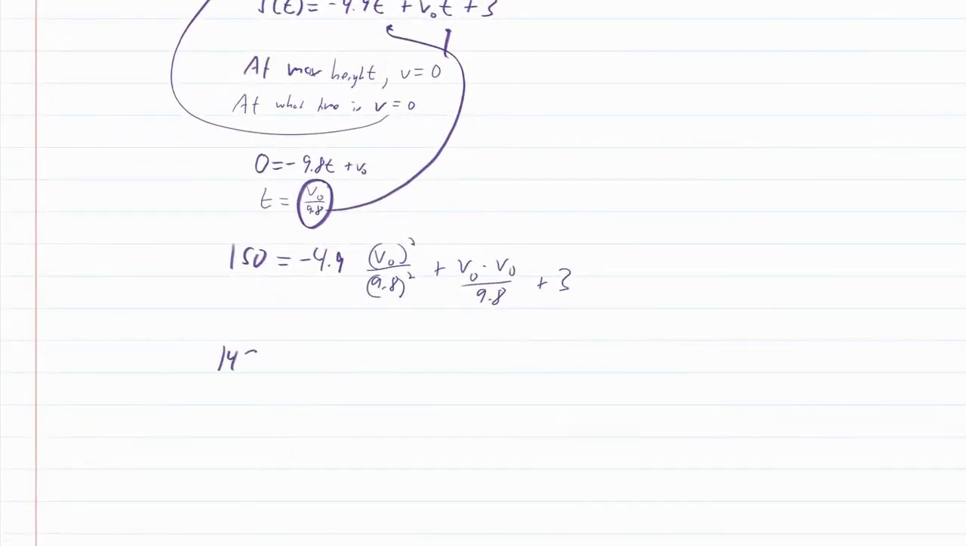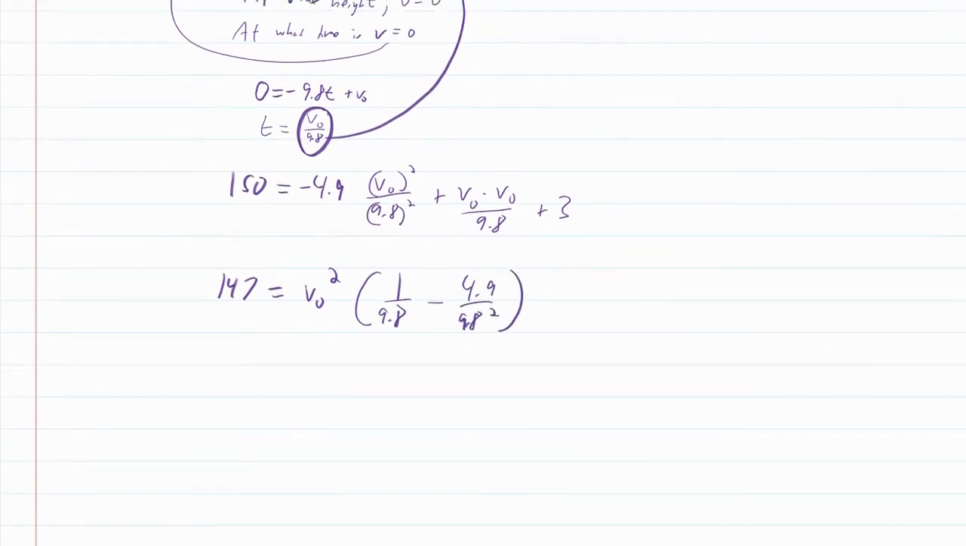So then I can get 147 is equal to, we can factor a v sub 0 squared out, and get 1 over 9.8 minus 4.9 over 9.8 squared. And then you can just divide and take the square root and get an approximation for v sub 0 that way. That's about as far as I want to go by doing this by hand.